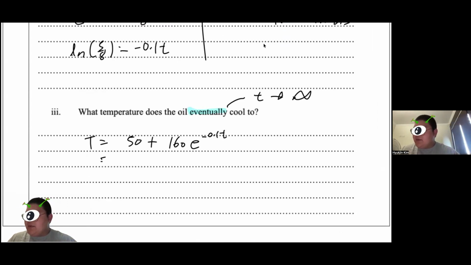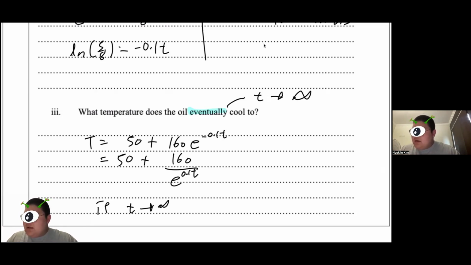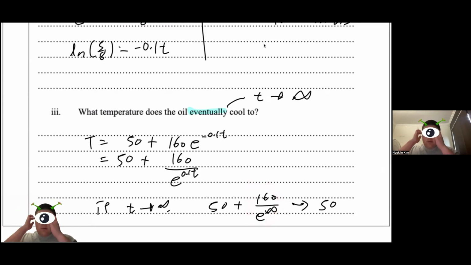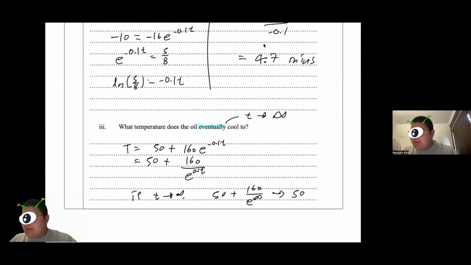Well, this is the same as saying 50 plus 160 over e to the power of 0.1t, right? It's because that's what the reciprocal does. It's what a fraction does. What happens if t approaches infinity? This means 50 plus 160 over e to the power of infinity. What's a number divided by a really big number? It approaches just 50 because this whole thing turns to zero pretty much. So the ultimate temperature it reaches is 50 degrees.